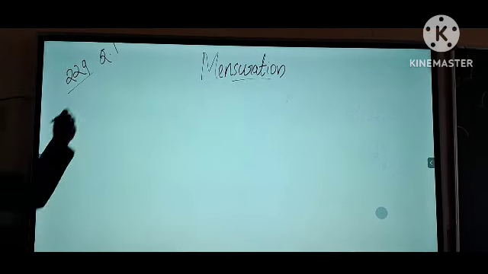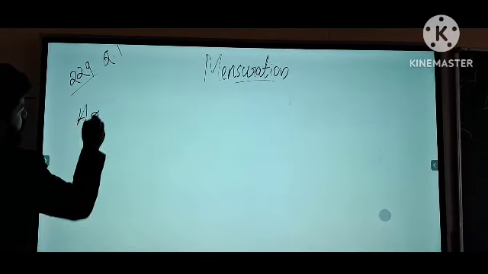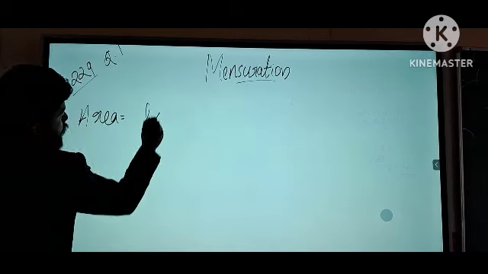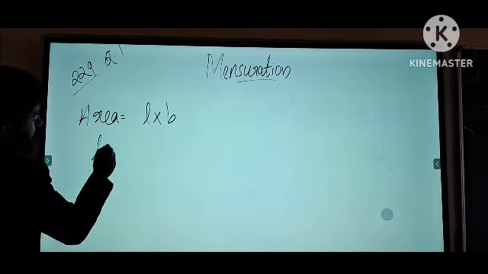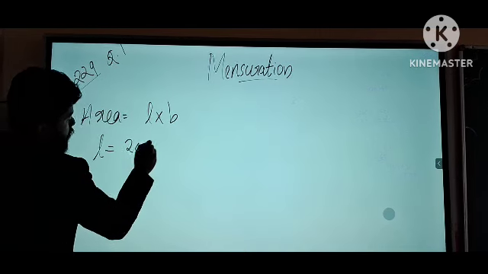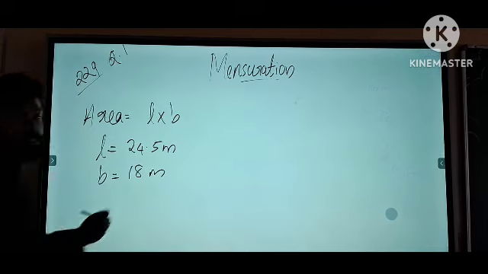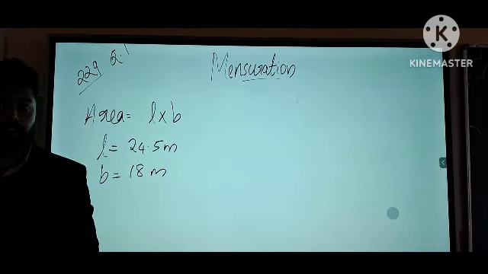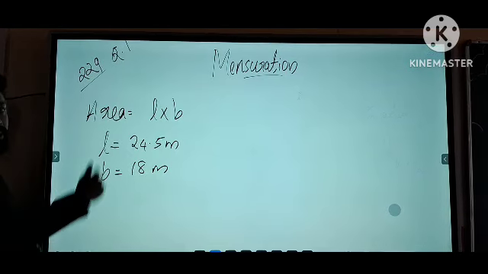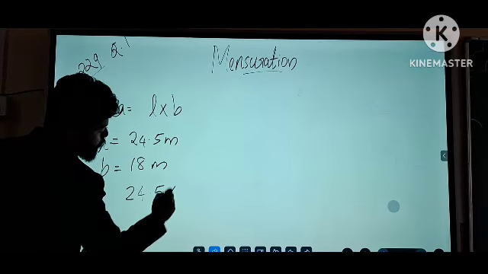So we want to find the area. What is the area of a rectangle? Length into breadth. And what is the length? Okay, 24.5 meter. And what is the breadth? Yes, 18 meter. So these two dimensions are given. We want to find the area, so we multiply these two numbers. That is 24.5 into 18.